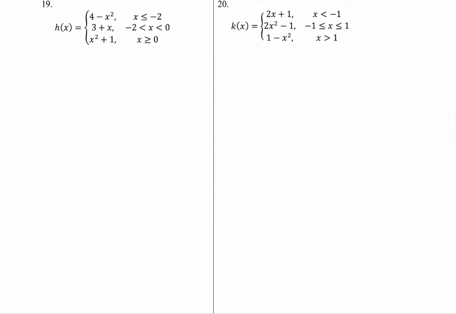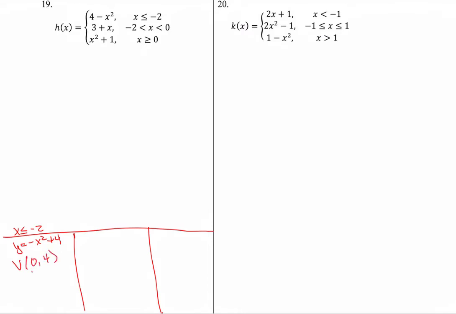So now let's look at 19. For 19, I'm going to break this into 3 regions. I'm going to draw a little break down here, one for each graph. So I'm going to have x is less than or equal to negative 2, and that's going to be y equals negative x squared plus 4. So that has a vertex of (0, 4), and it's down.